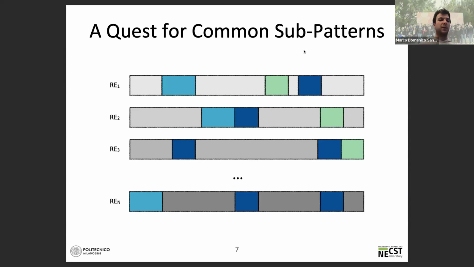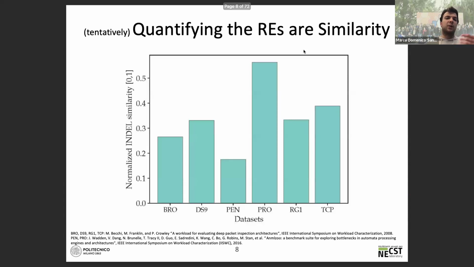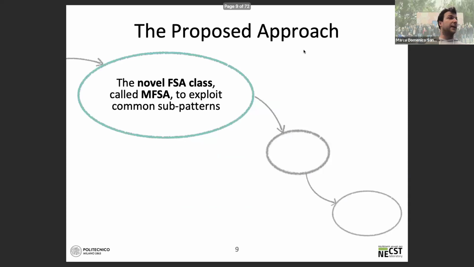And this is the idea: there are some similarities between these patterns in a benchmark, in a dataset. So we started trying to quantify, at least in a tentative way, this type of similarity, with the Indel similarity index. And we can see that there is quite a high similarity in these most common benchmarks, for instance Automata or TCP, where the last one is intrusion detection, while the first one is about proteomics. And thus comes the idea.